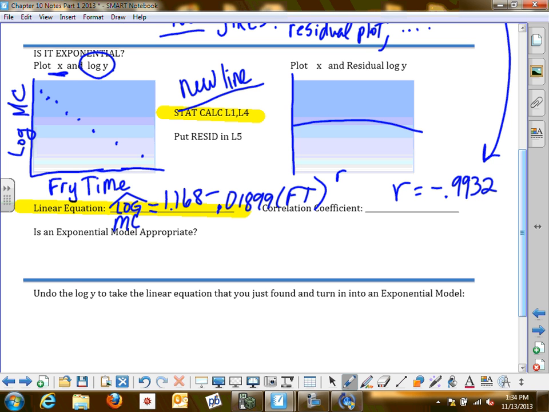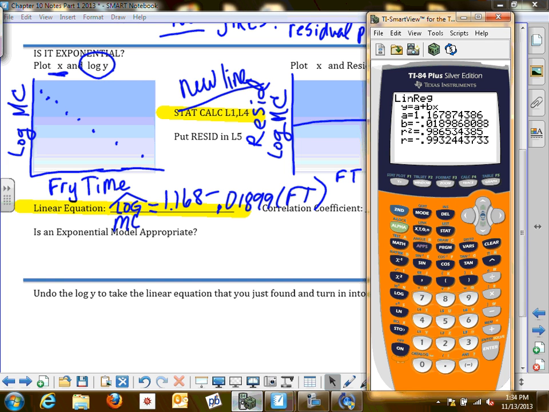Our X is still fry time. What is on the Y-axis? Good. The residuals of log moisture content. So you better go put those correct residuals in there, because your calculator is thinking of the old residuals, the ones up above. You have to fix them. So go to stat, go over and clear out the old L5.